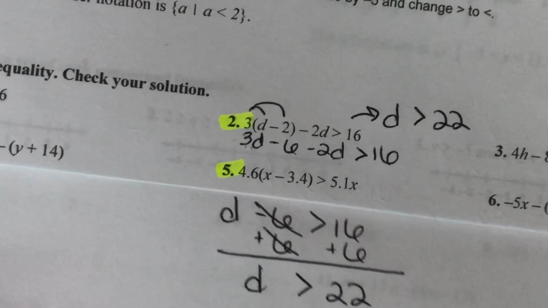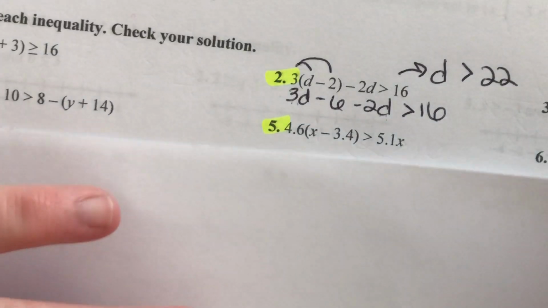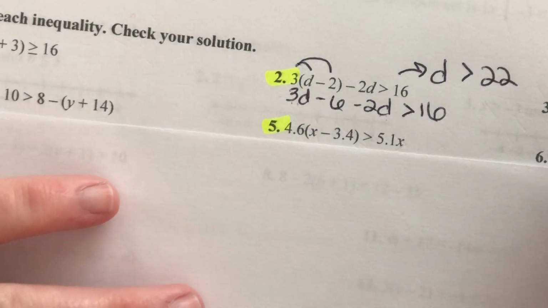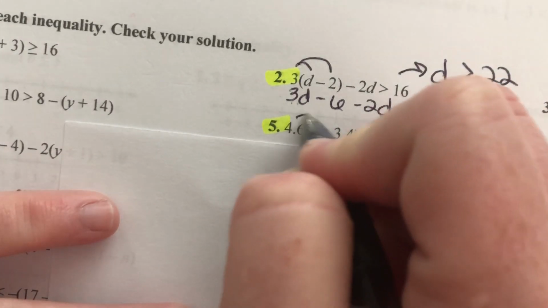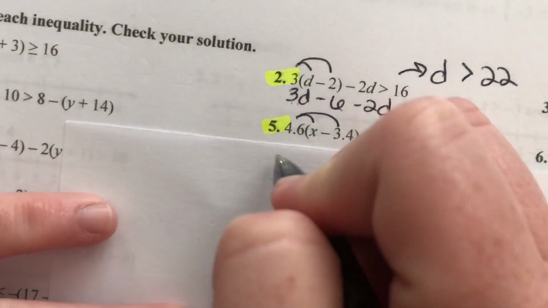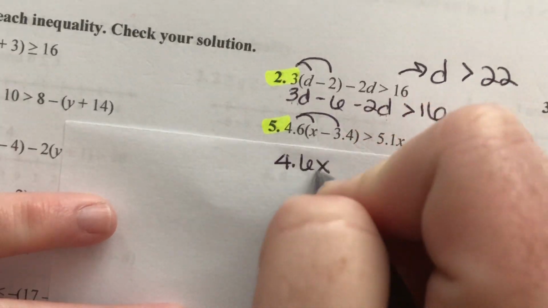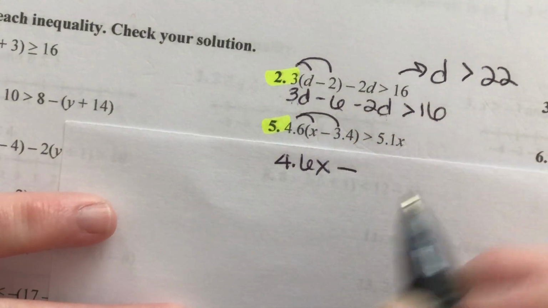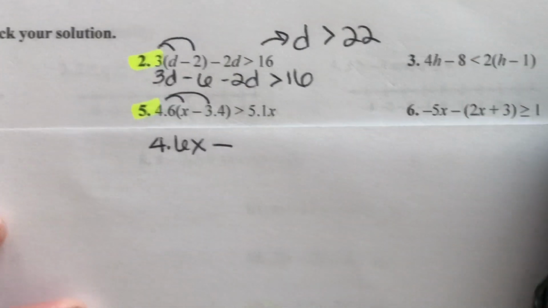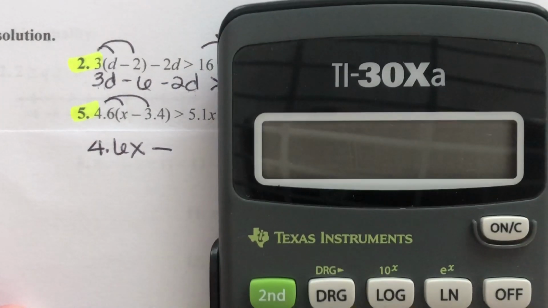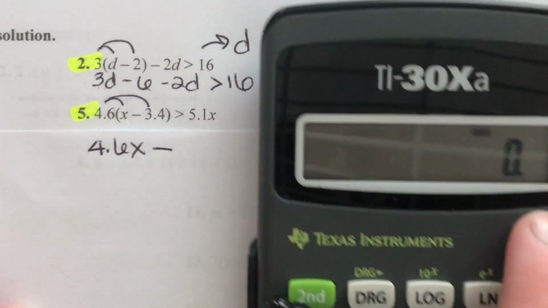All right, number 5. Let's do number 5. It has parentheses in it. All right, so first thing I want to do is distribute that 4.6. So I'm going to get 4.6x. Bring down my minus sign. 4.6 times 3.4. I'm not going to be a hero here. I'm going to use my calculator.